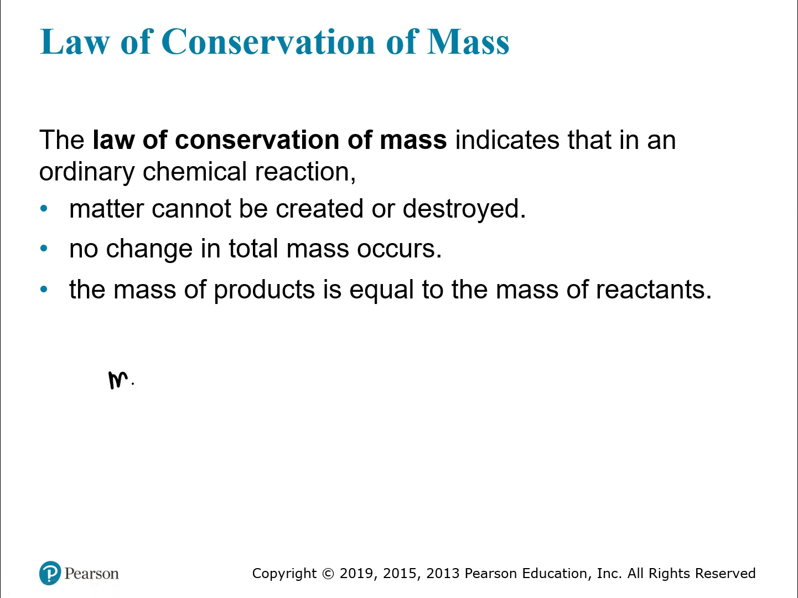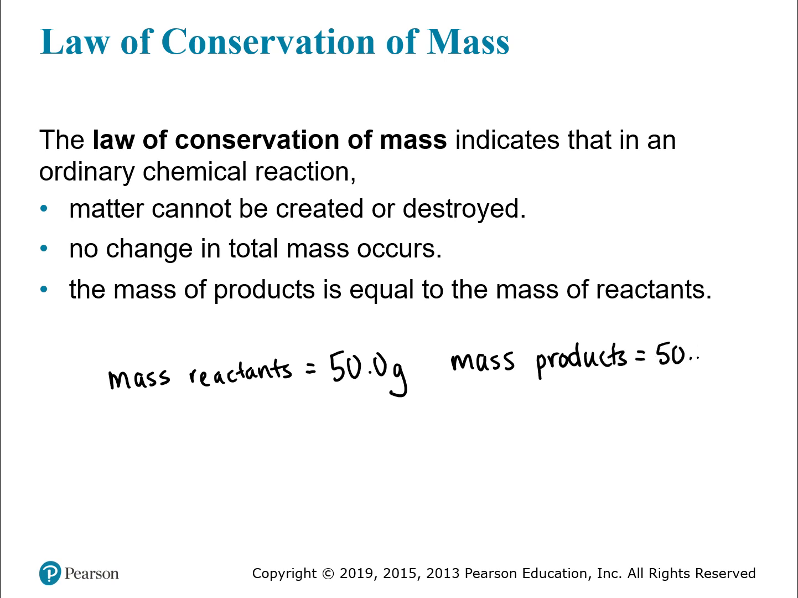So if the mass of my reactants was equal to 50 grams, then the mass of my products also has to be 50 grams. Because of this, we can do calculations to predict how much product we form.